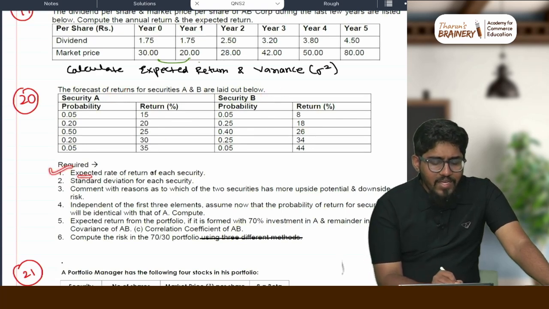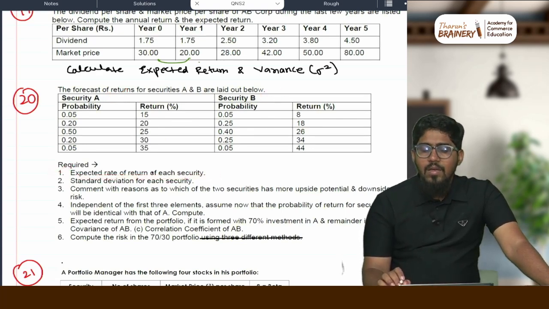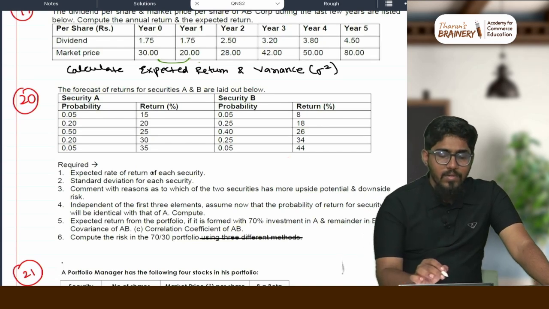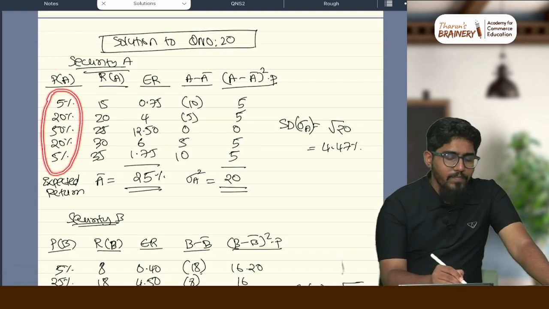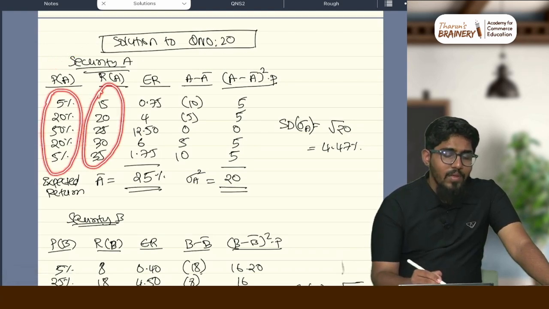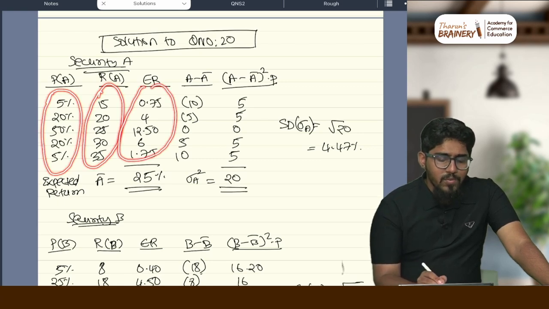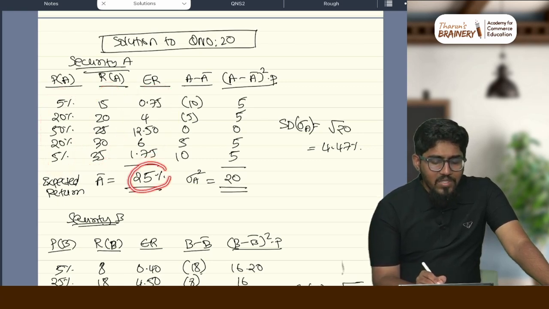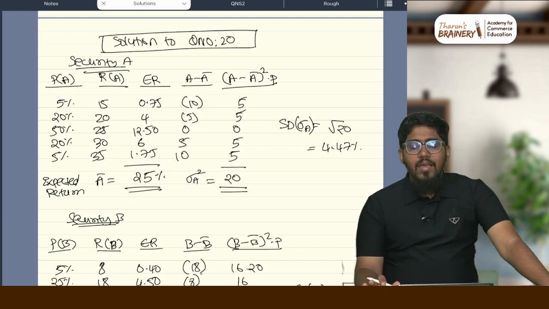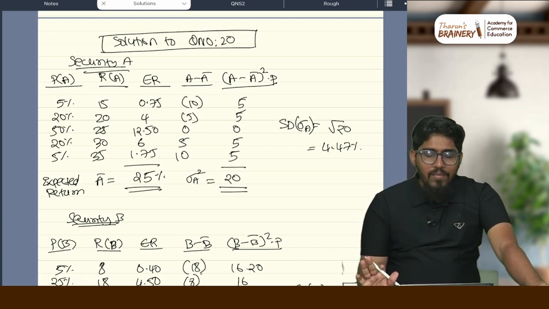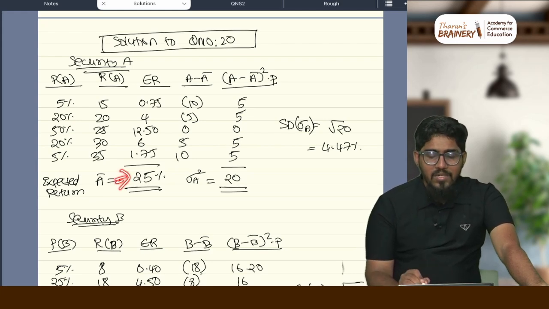First requirement, find out the expected rate of return of each security. How to find out the expected rate of return? Return into the probability. I've already told you, sigma x into p. So for security A, what are my probabilities, what is my return, and what is my expected return? This is my expected return, which is 25%. Sir, here don't divide by 5 and all, because you have multiplied probabilities, understanding, right? So 25% is the expected return. This much clarity you are having.